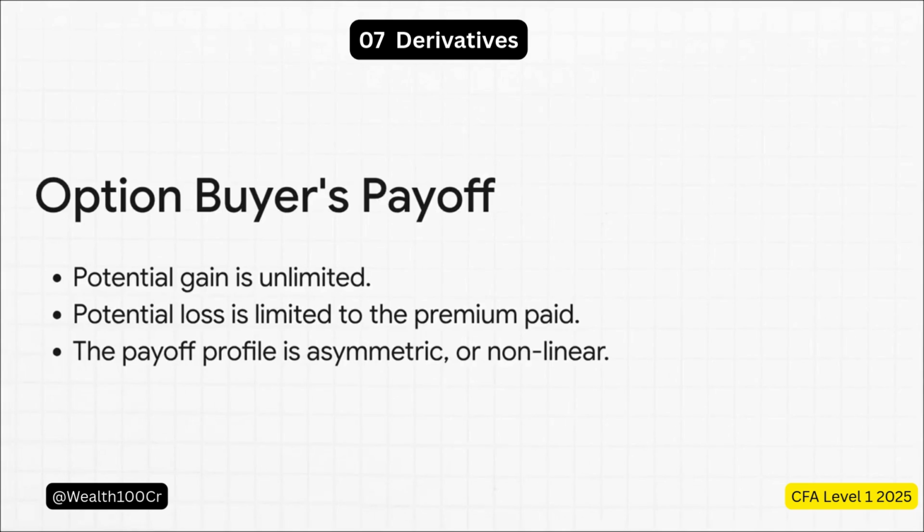It is like having a safety net. Your potential loss is limited. The most you can ever lose is the small premium you paid at the start. But your potential gain is unlimited. If the stock price keeps going up, your profit can become very, very big. This is an asymmetric payoff, and it is completely different from the firm promise we saw before, isn't it?